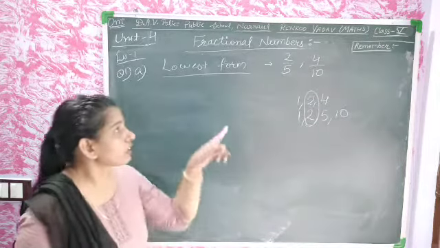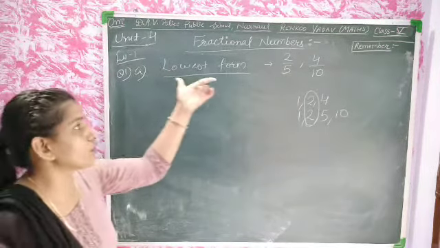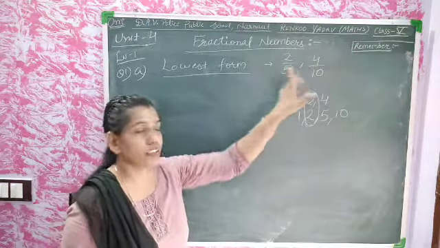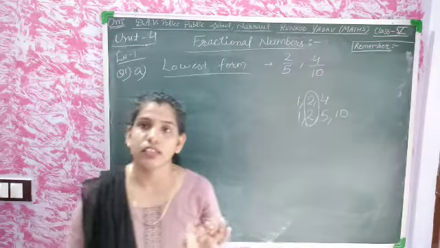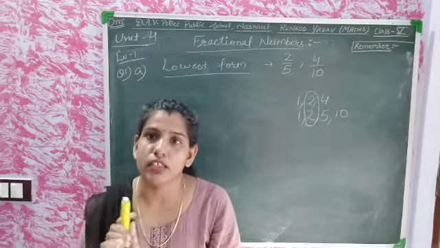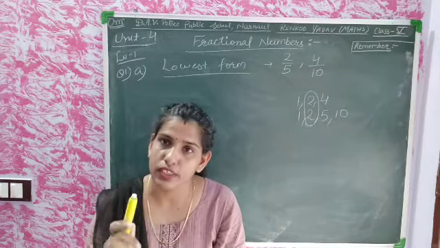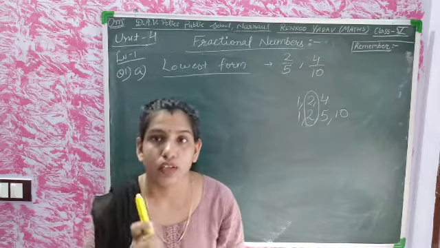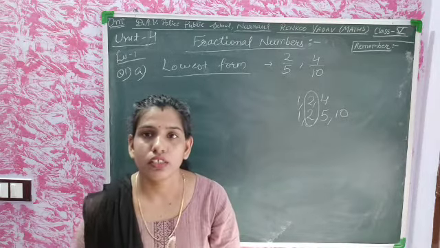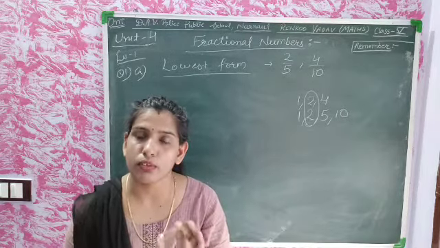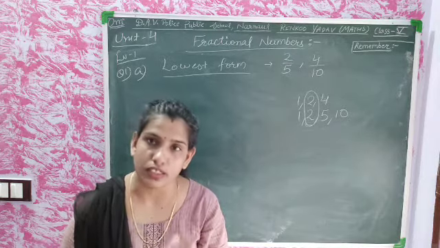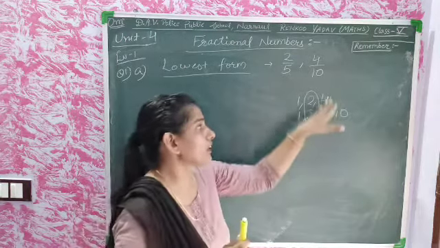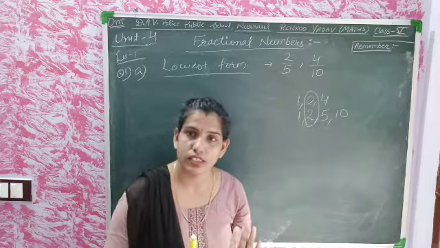So you will do this question yourself, because I have told you that any fractional number in the lowest form, its numerator and denominator common factor is 1 only. Other than 1, if there is any common factor between numerator and denominator, it means that is not in the lowest form. Is this clear students?